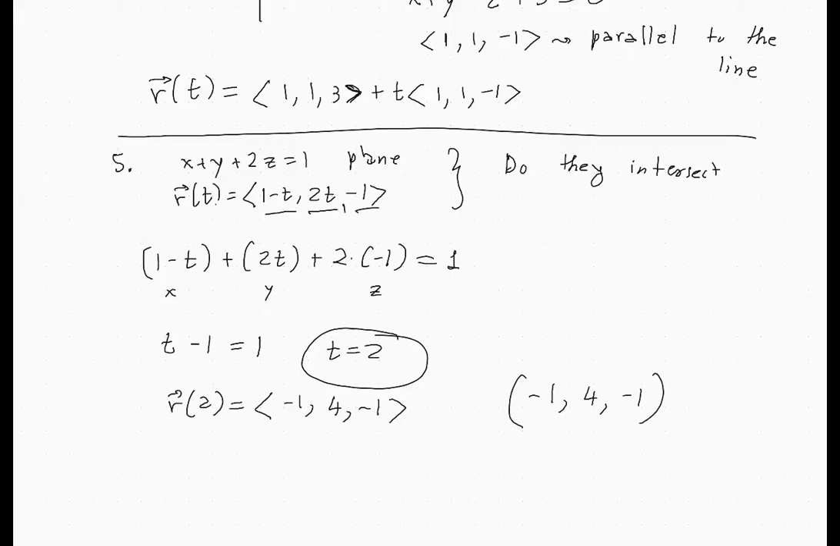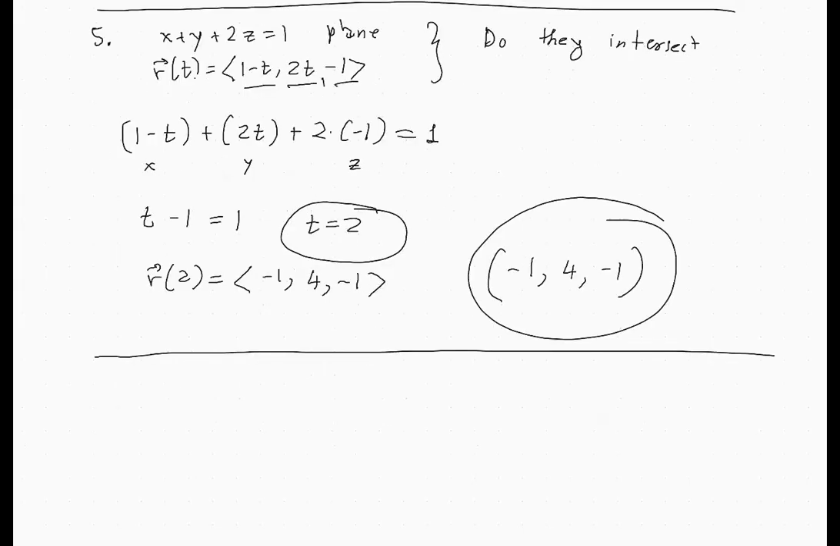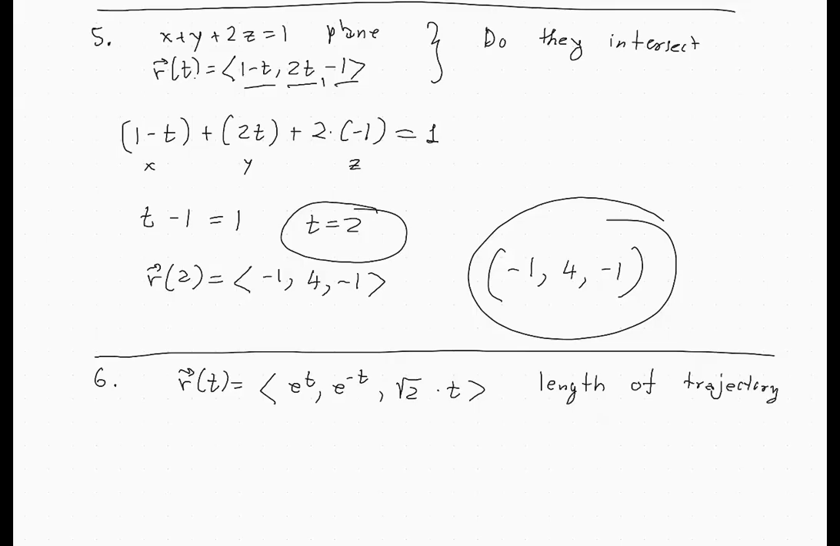Let's go to problem number 6, which is to find the length of the trajectory of r of t is equal to (e to the t, e to the negative t, square root of 2 times t). So length of trajectory from t equals 0 to t equals ln of 5. And we have a special request here that says that we want to simplify that as much as possible. We want to write this in the form A B, where A and B are natural numbers.